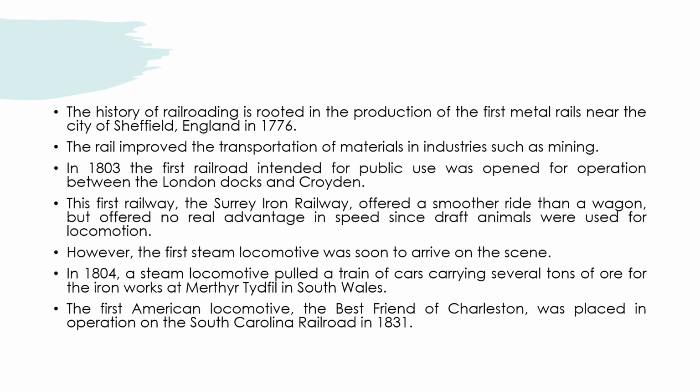And the first American locomotive, the Best Friend of Charleston, was placed in operation on the South Carolina Railroad in the year 1831.